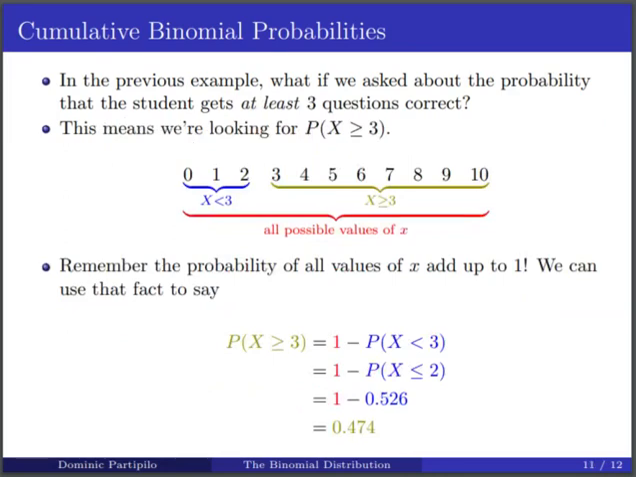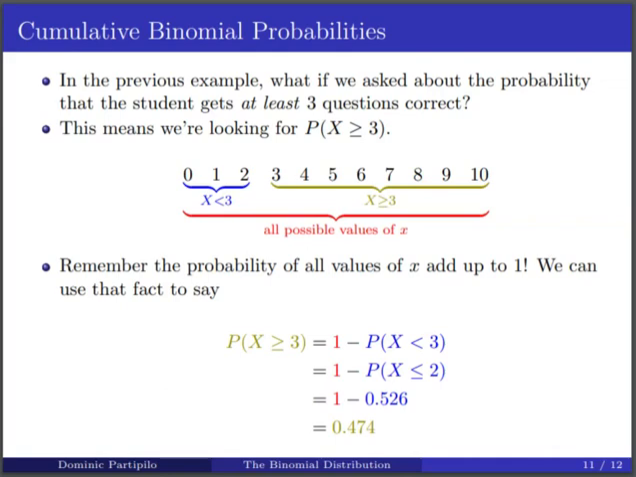So now what if we asked about the probability that the student gets at least 3 questions correct? So that means what we're looking for is the probability that x is greater than or equal to 3. Now remember, the table gives us the probability that x is less than or equal to something, so we're going to have to find a way to do this.